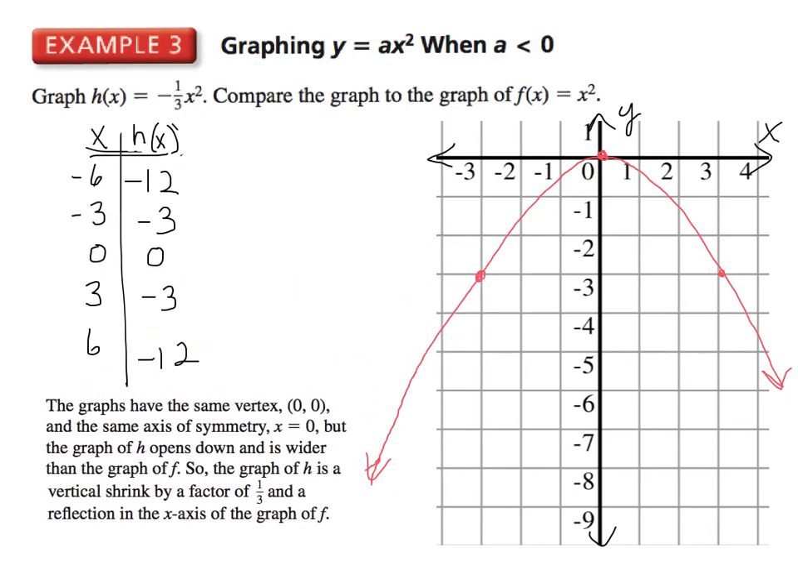However, this graph, the function h, opens down and is much wider. Therefore, it's a horizontal stretch, or you could say a vertical shrink, by a factor of that right there, 1/3. And you could also say it's a reflection in the x-axis of graph f.